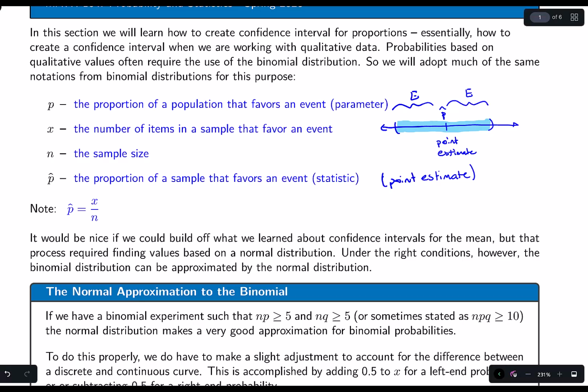Now, we know some things already about confidence intervals. That's all expected to be still in our memory. And it would be good if we could base a lot of what we did in the last section for what we're going to do in this section. One thing that differs, the main thing that differs right now, is the use of the binomial distribution for calculating probabilities rather than normal distributions.